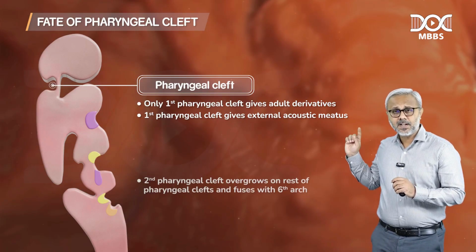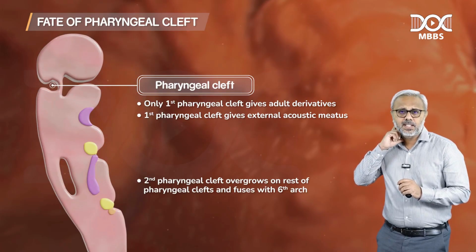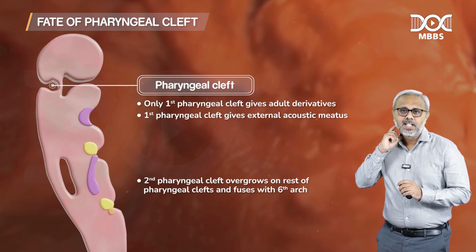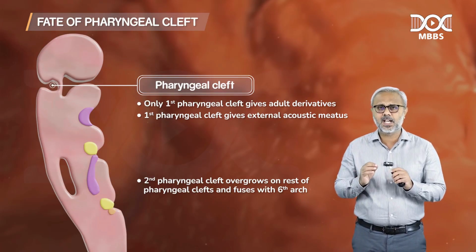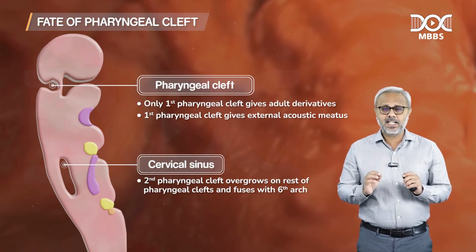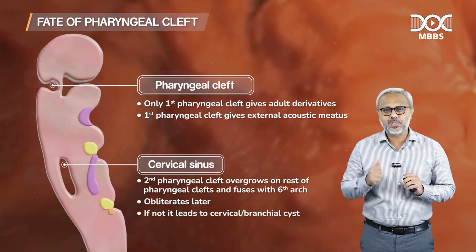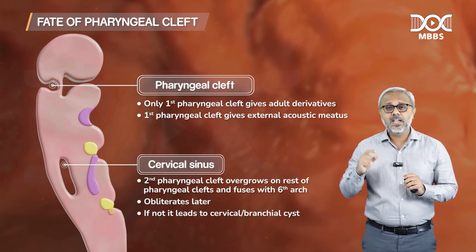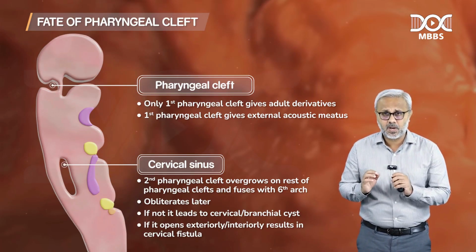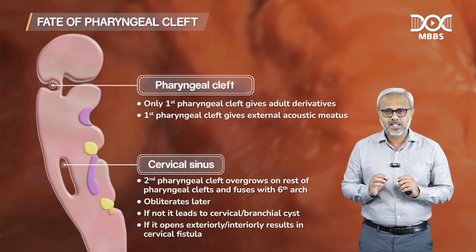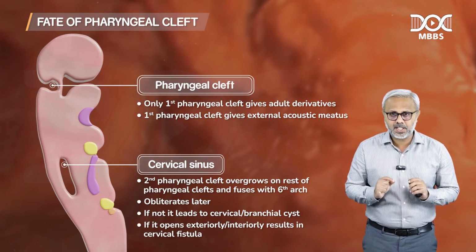How? The second pharyngeal arch element overgrows the rest of the pharyngeal cleft and fuses with the sixth arch, right? The small space which is present related to all the three clefts is called the cervical sinus, which later gets obliterated. If this space does not get obliterated, it leads to cervical cyst or branchial cyst. If it opens into the exterior or the interior, it can give rise to cervical fistula or branchial fistula. Are we clear?